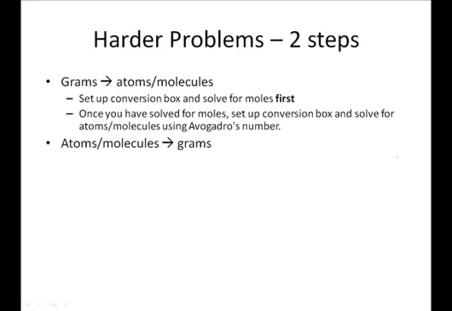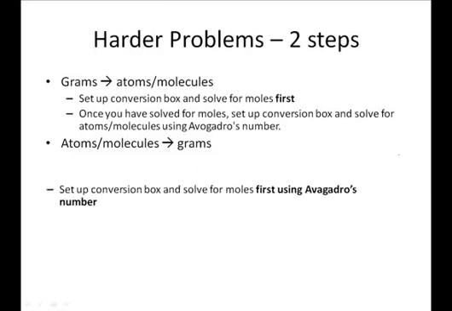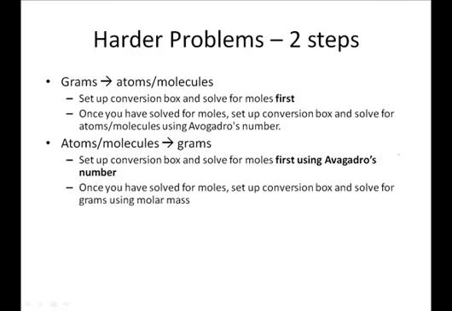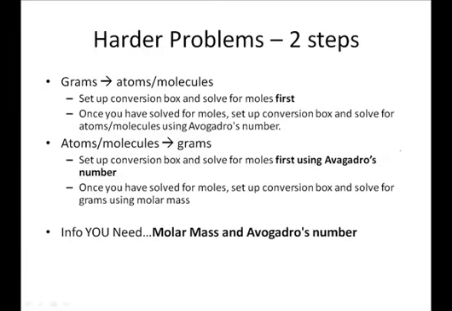Conversely, if we have atoms and molecules and we want to know how many grams are in our sample, then we just set up the conversion box and solve for moles first using Avogadro's number. And then once we have solved for moles, then we set up a conversion box solving for grams using the molar mass of that substance. Info that you need in order to solve these problems, it takes 2 steps. So therefore, there's 2 conversion factors. You need to solve for the molar mass and obviously know the Avogadro's number.